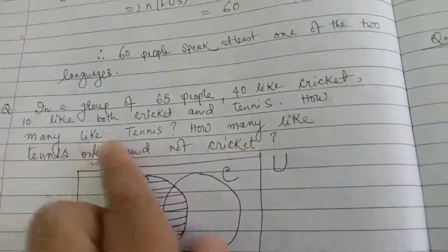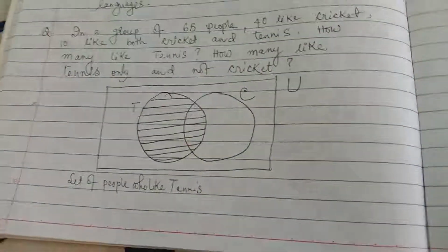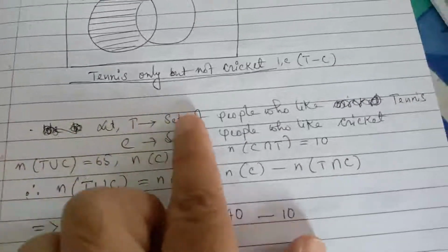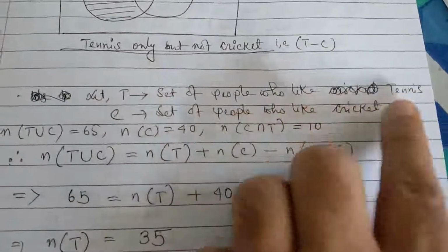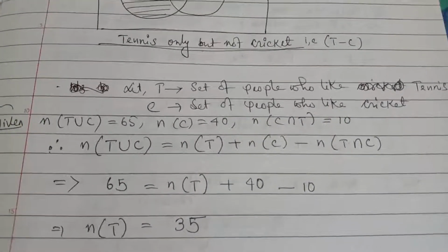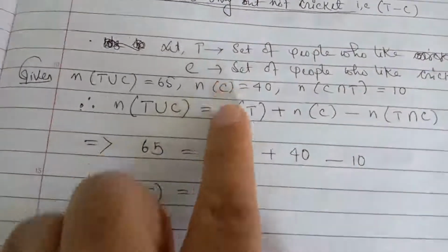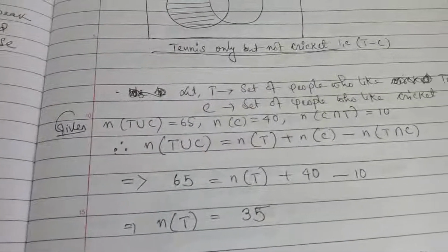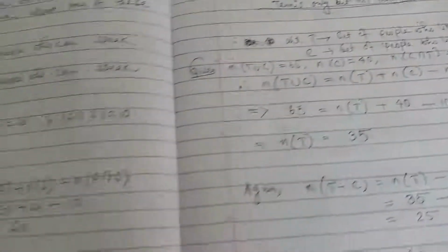How many like tennis? You can see I have written T as the set of people who like tennis, C as the set of people who like cricket. Number of people who like cricket, you can see 40 like cricket. So I have written n(C) equal to 40.